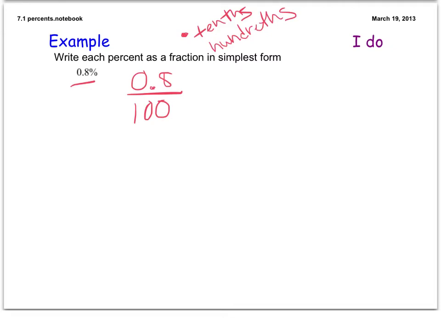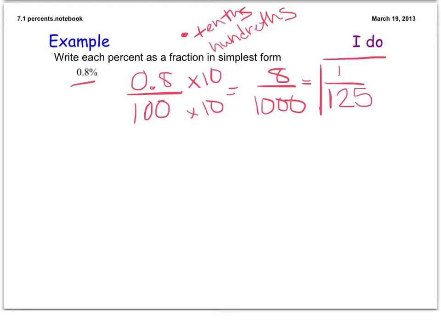So in order to get rid of this first decimal place, I'm going to multiply by 10. And what I do to the top, I have to do to the bottom. So this is now going to be 8 over 1,000. Now that I have it like this, I can reduce this fraction and divide both the top and bottom by, we could start off with 2, 8, or 4. And we get 1 over 125, if you divide the top and bottom by 8.